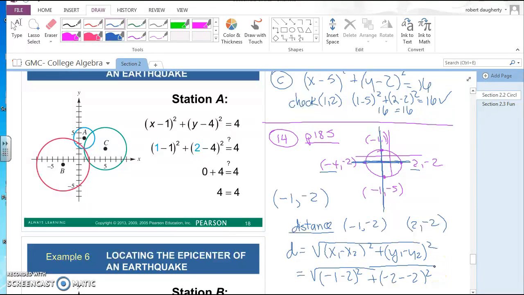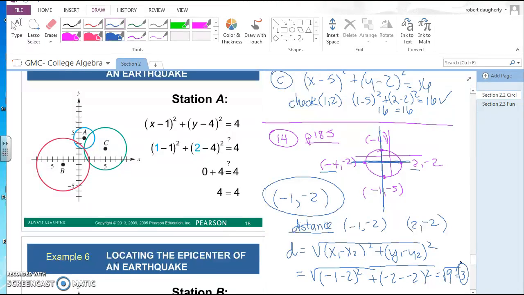So if you look at it, negative 1 minus 2, that's negative 3. You square that, you get 9. So that's the square root of 9. Here, negative 2 minus a negative 2, that's negative 2 plus 2, that's 0. So this is the square root of 9, which is 3. So that tells me this circle has a center here and a radius of 3.